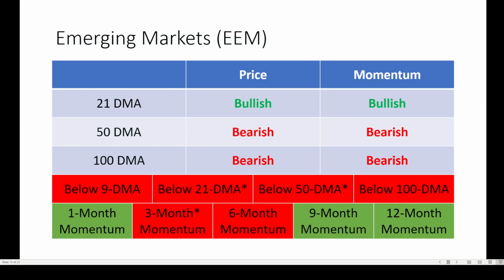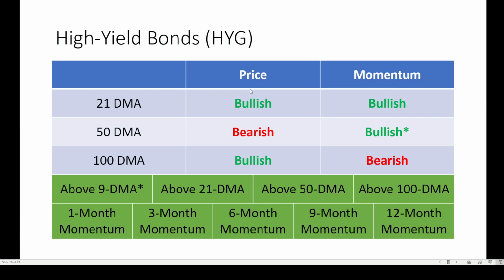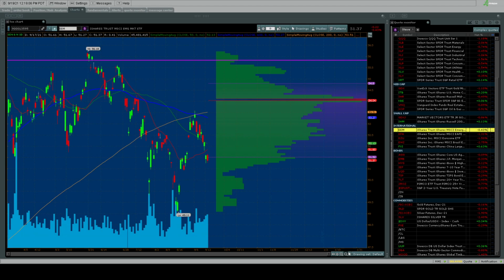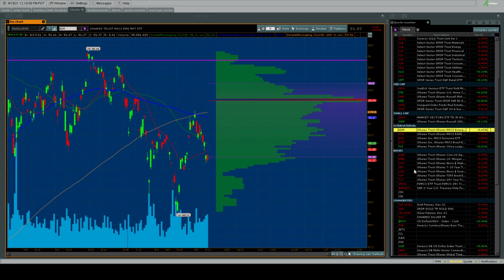Let's move on to high yield bonds. And it's interesting. People love high yield bonds. There's a ton of high yield bond issuance. And to me, there's just a tremendous amount of risk here if you're not hedging this risk in some way. Momentum flipping bullish on the 50-day moving average, now above all the moving averages.